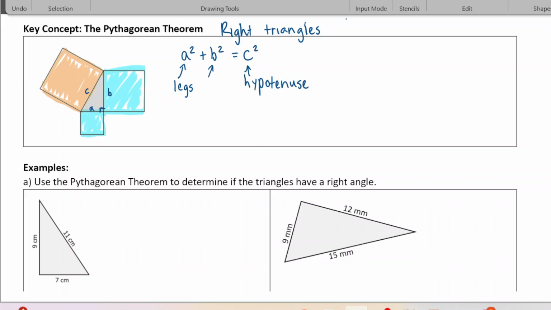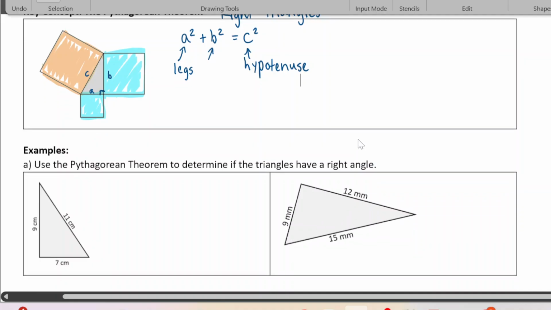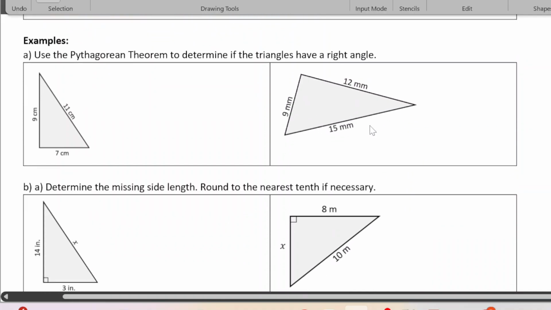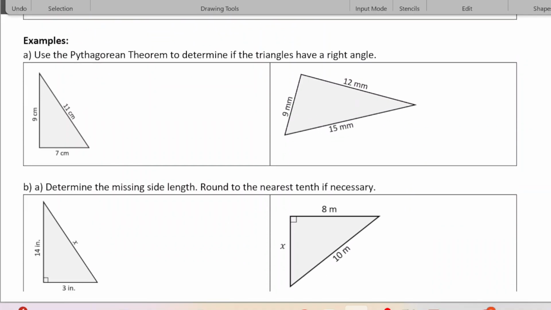Okay. So we can use that if we have two sides on a triangle. We can use the Pythagorean theorem to find one of the missing sides, and we can also use it to see if a triangle does have a right angle. Like in this triangle here, it looks like this angle is 90 degrees, but let's check and see if it's exactly 90 degrees, or maybe it's just close.